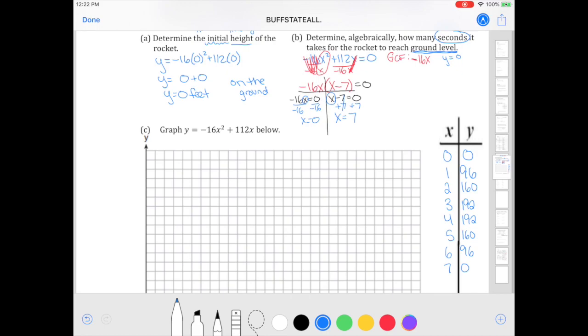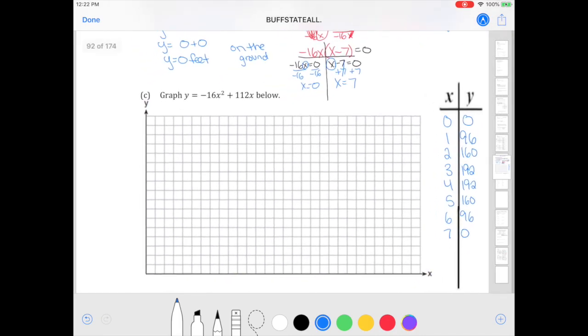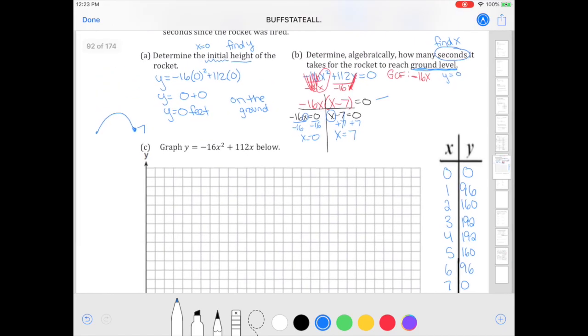So yes, it is at ground level at 0 seconds. We already knew that. Look at the wording in the question. It says determine algebraically how many seconds it takes for the rocket to reach ground level. So your rocket is going to start at the ground. It's going to come up and it's going to come back down at 7 seconds. So your answer to this is 7 seconds. That's how long it takes for it to reach ground level again.